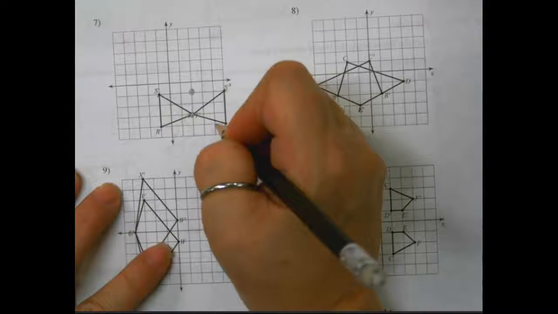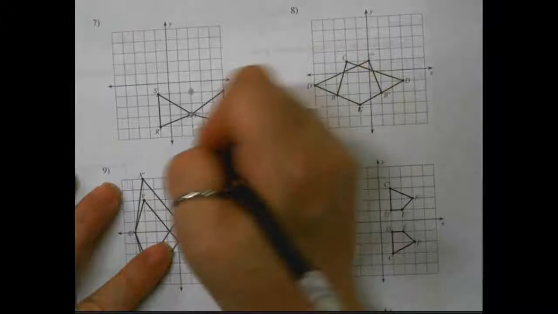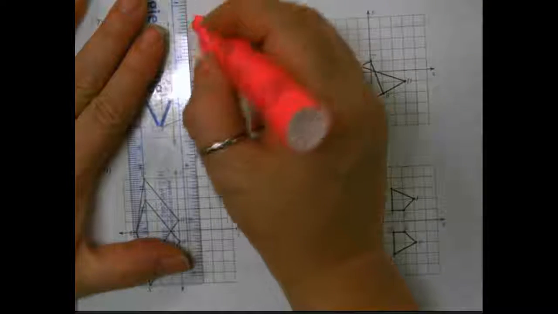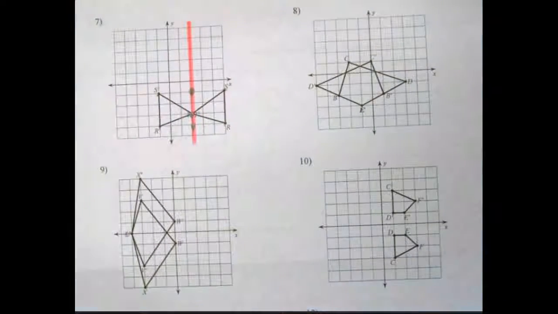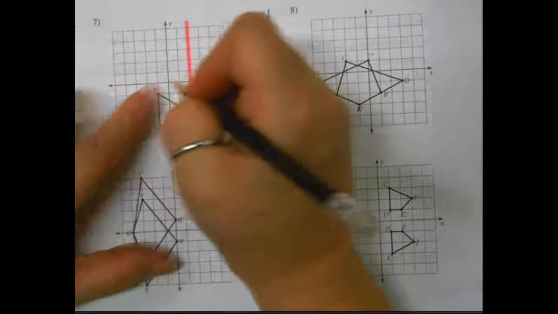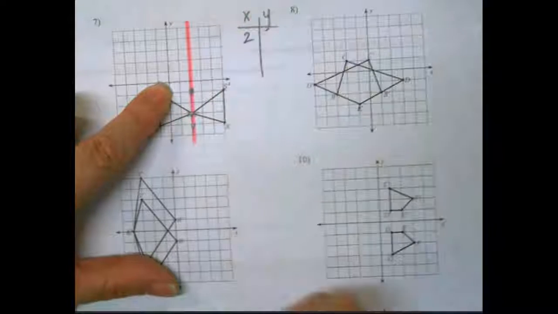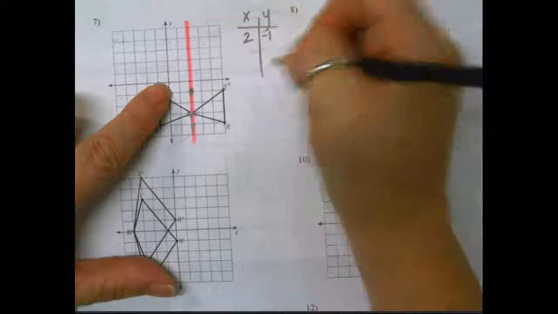Let's count. 1, 2, 3, 4, 5, 6. Again, 3, right? So that puts it here. So I'm going to go ahead and highlight that line just so that we get a visual here of what we're reflecting across. And now I'm going to plot these points. So I'm just going to make an X and Y chart, right? So from 0 to get here, I'm going to go right 2. So my X is 2. And then I'm going to go down 1. So my Y is negative 1.